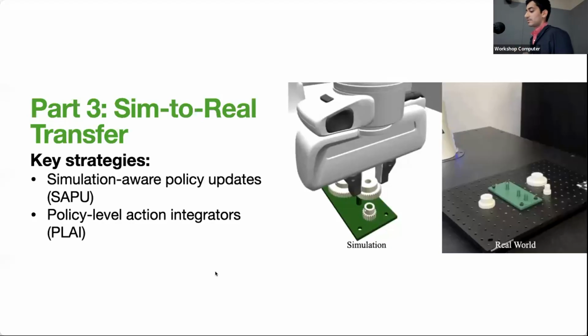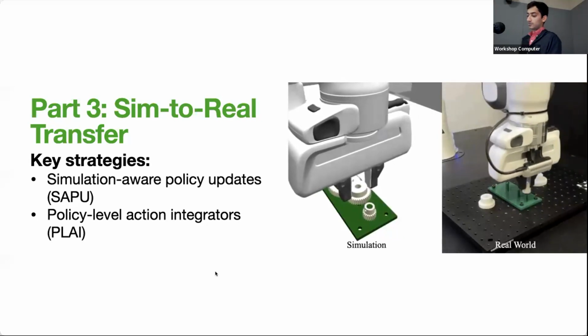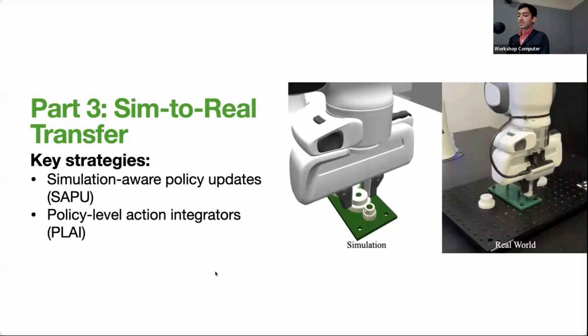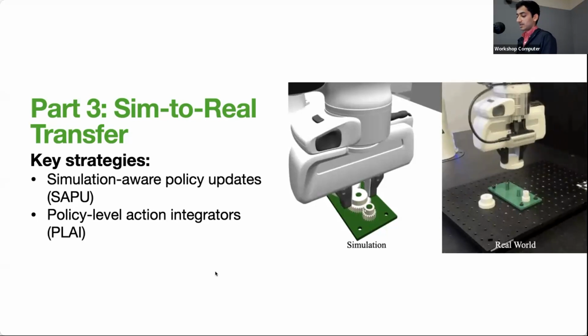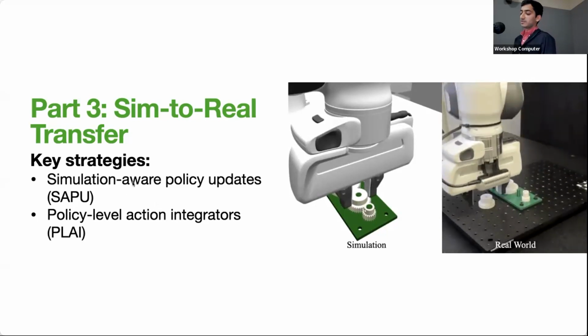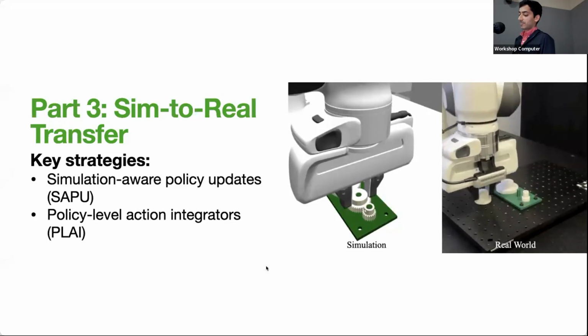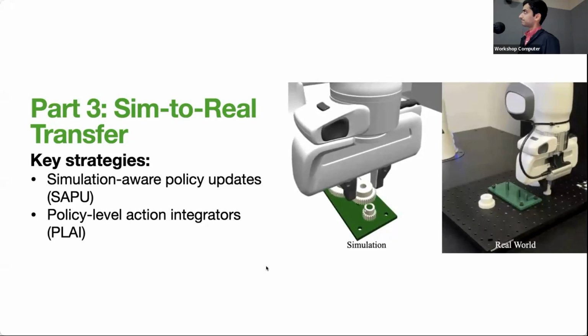All right, let's proceed to the third section of the talk, sim-to-real transfer. How can you transfer behaviors learned in simulation to real-world robots? Our key strategies for doing so are 4 simple algorithms that we've developed, including simulation-aware policy updates, or SAPU, and policy-level action integrators, or PLAI. I'll provide a bit of context and then go into more detail on each of these.